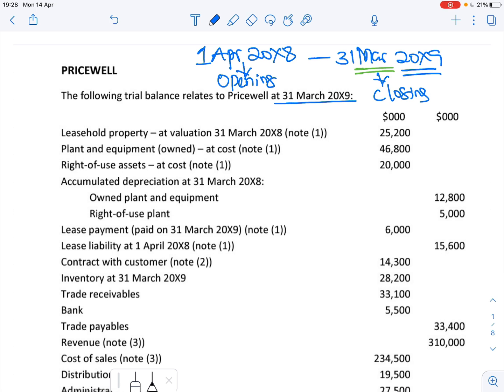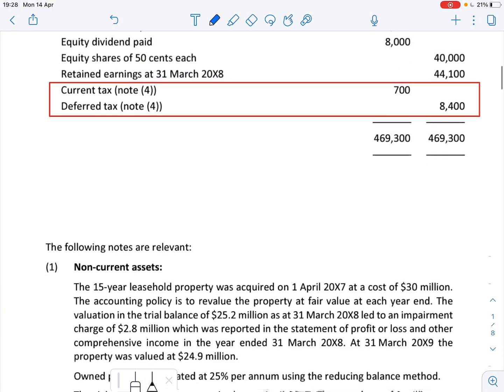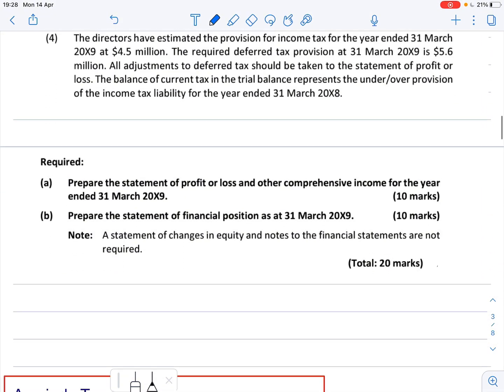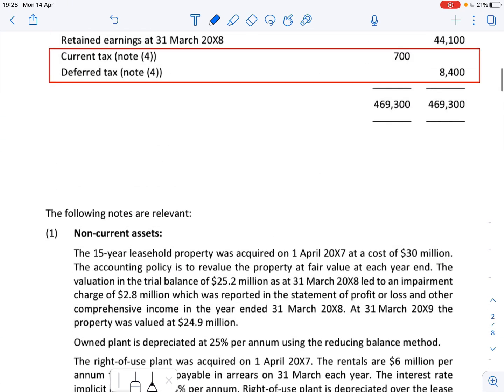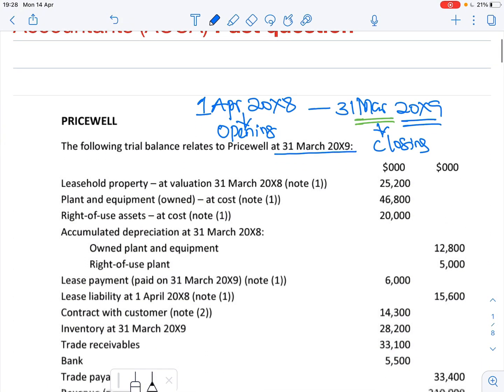Now, the other thing we need to check now will be the requirement of the question. So there are two requirements here for us. The first one, which is the A part, is asking us to prepare the statement of profit or loss and other comprehensive income for the year ended at 1st March 20x9, and this is going for 10 marks. The B part says prepare the statement of financial position as at 1st March 20x9, and here again we have 10 marks. So if you put this together, we have 20 marks.